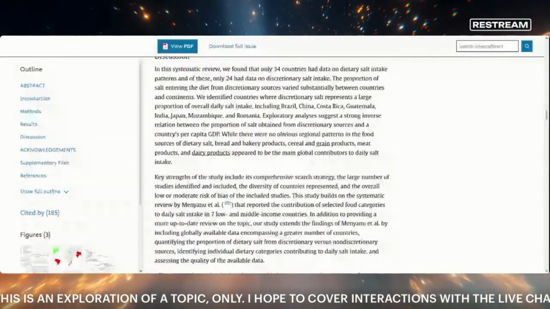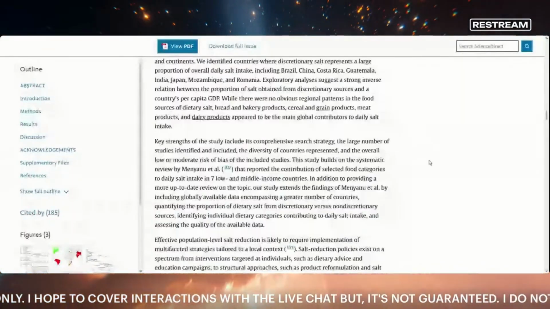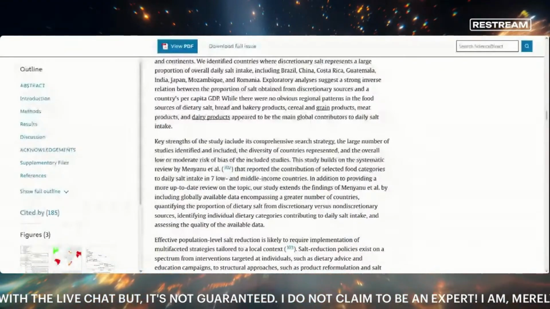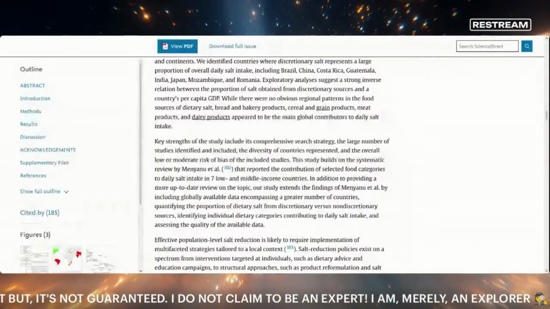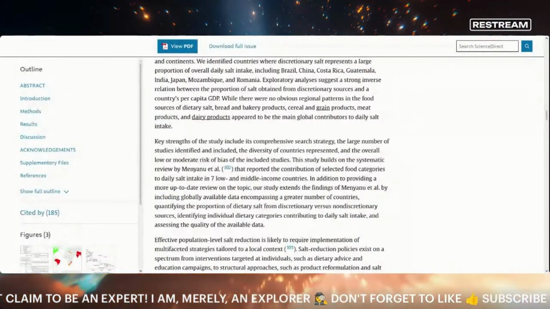Key strengths of the study include its comprehensive search strategy, the large number of studies identified and included, the diversity of countries represented, and the overall low or moderate risk of bias of the included studies.